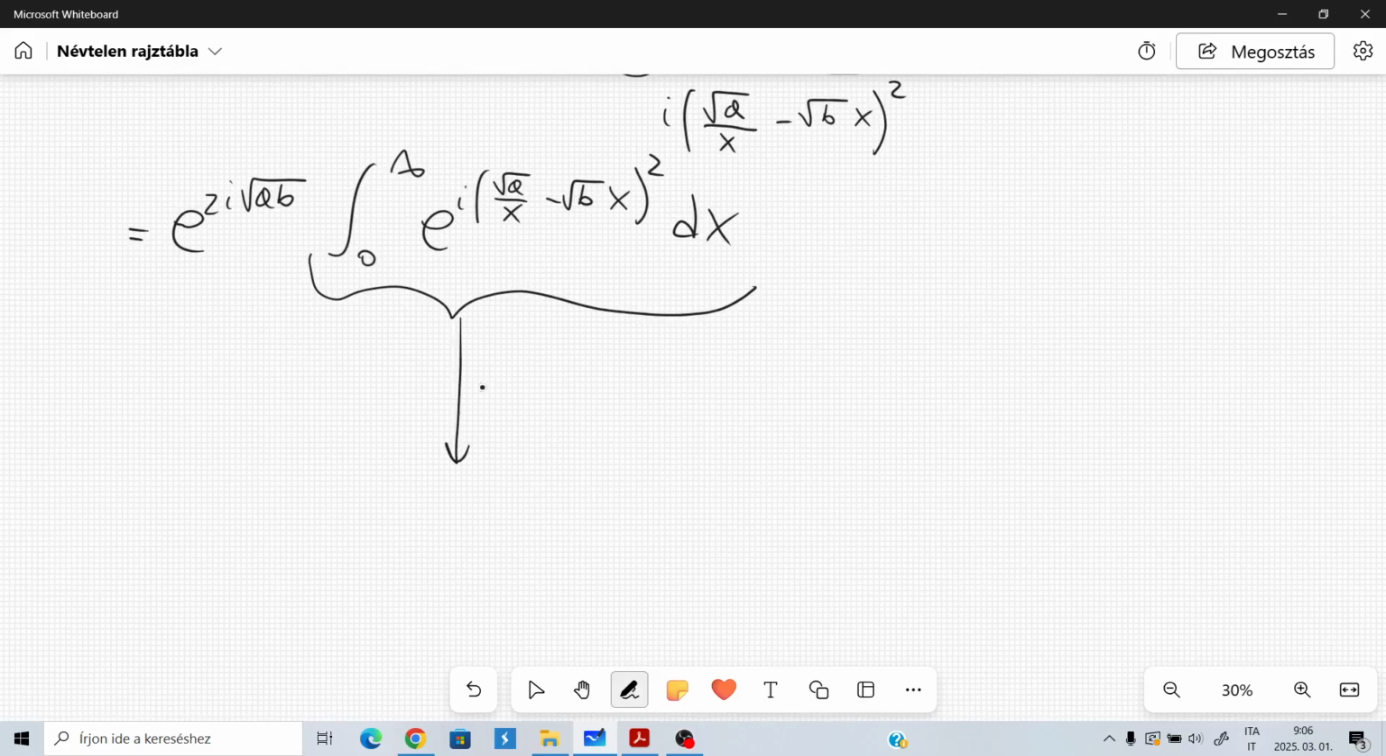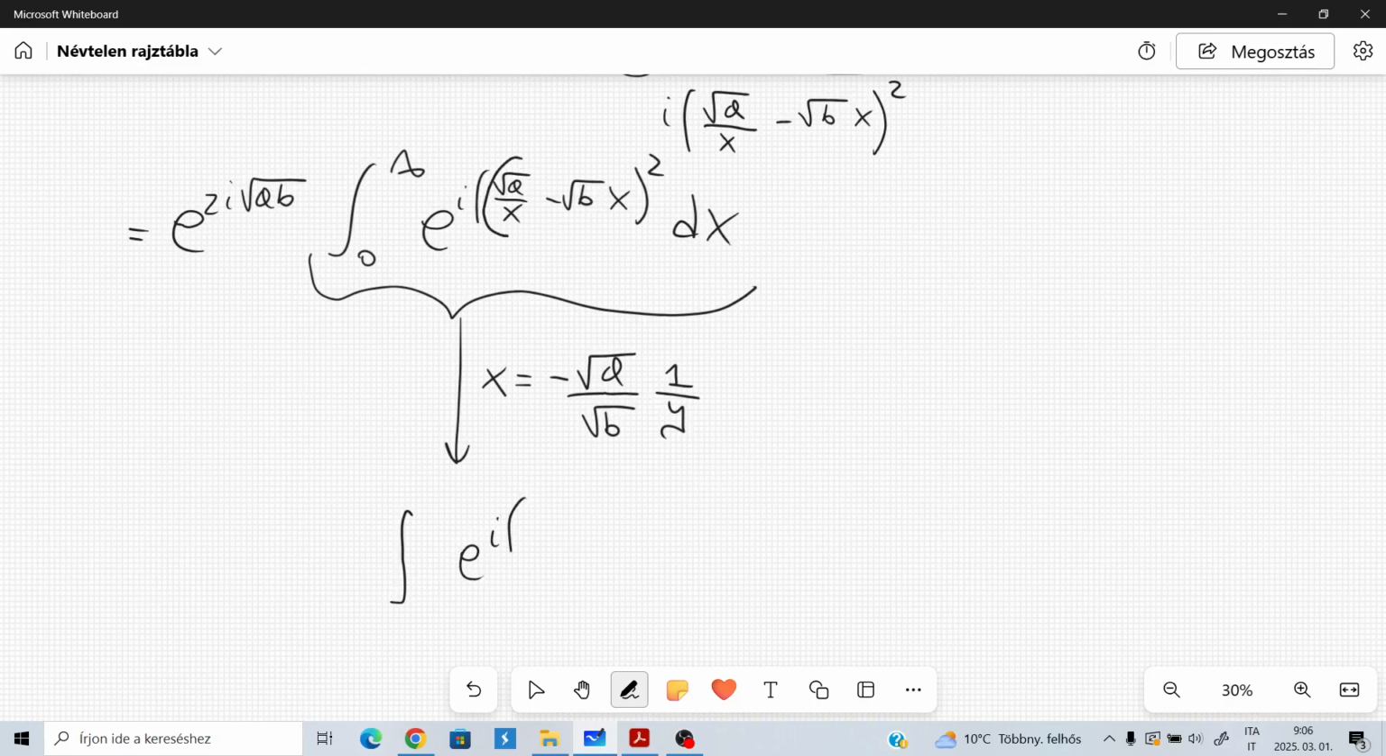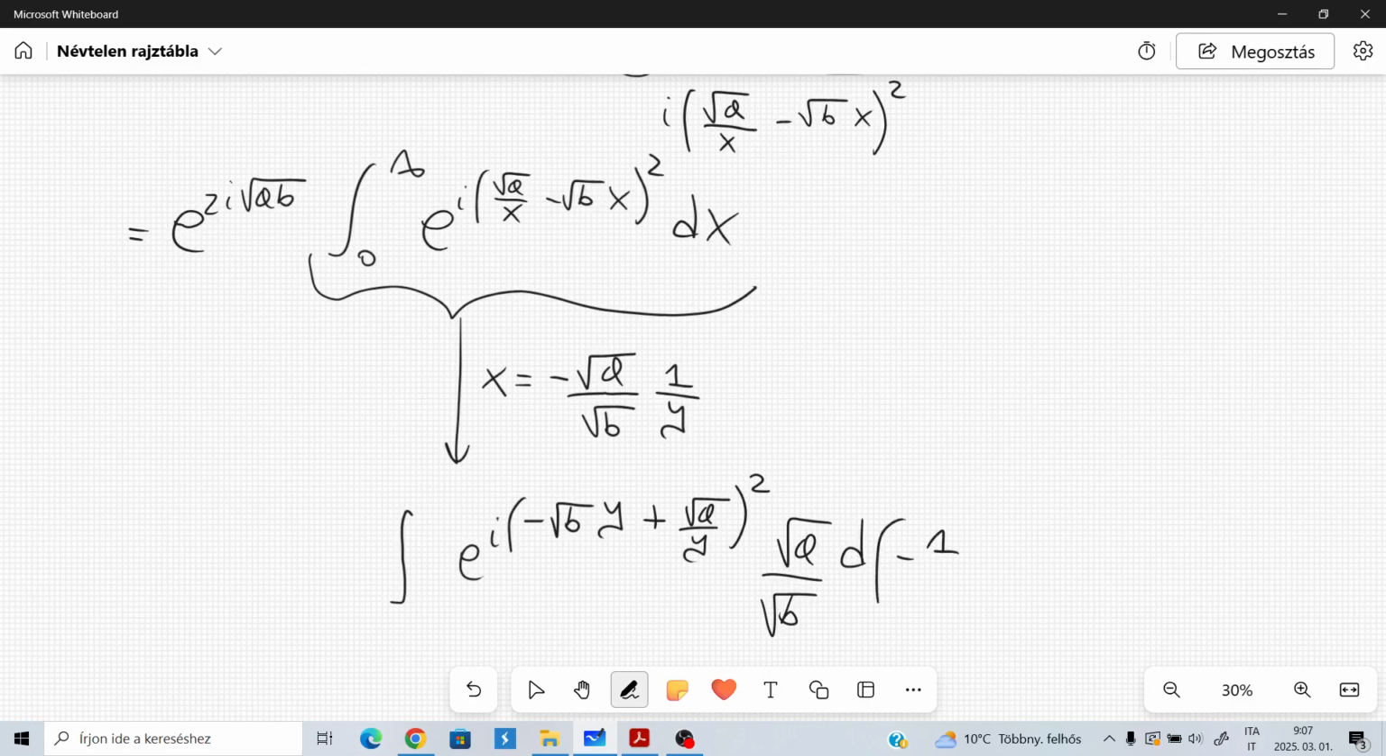In particular, let's do a substitution. The substitution will be the following. We set x equal to minus the square root of a over the square root of b, multiplied by 1 over y. If I do that, I can rewrite the integral like this. So we have an integral, and then we have e to the i, and then this term, square root of a over x, if you do this substitution, you get minus the square root of b times y, right? And then we have plus the square root of a over y squared. And then here we have the square root of a divided by the square root of b, and then we get the differential of minus 1 over y.